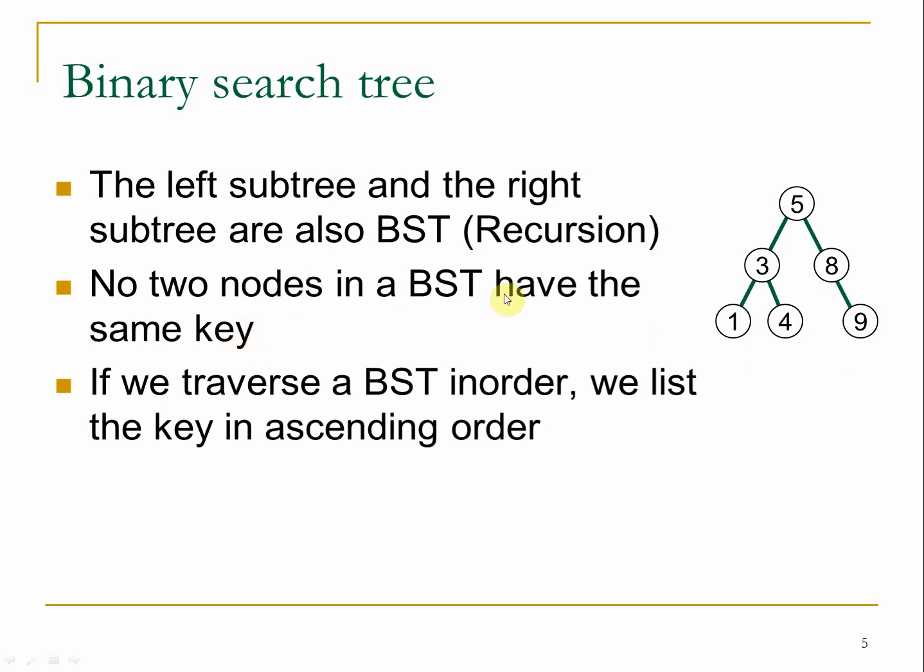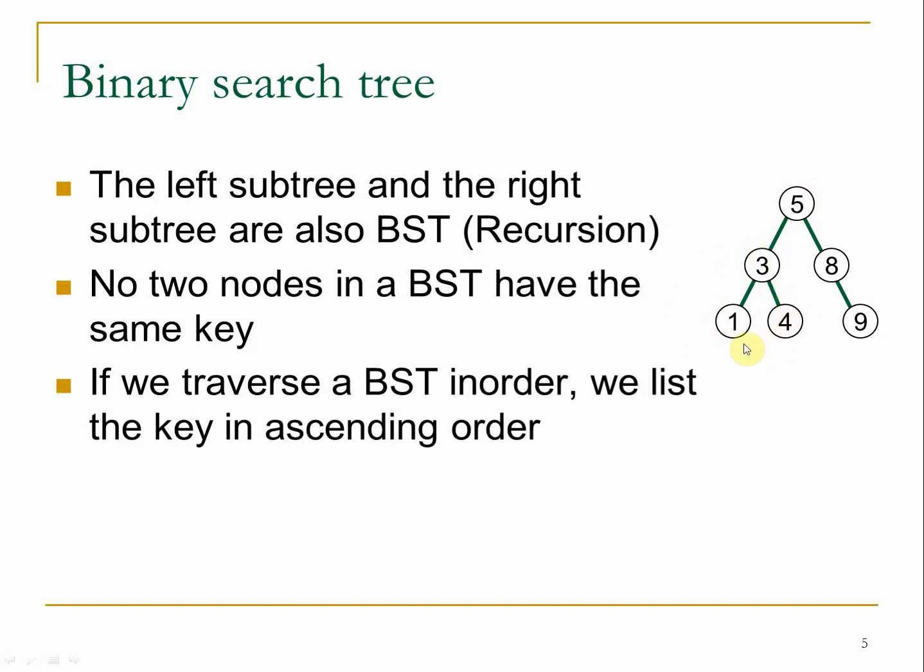No two nodes in the binary search tree have the same value. This is what we have discussed. We try to eliminate the duplicate nodes. And one interesting thing here, by combining what we have learned so far, is that if we traverse the binary search tree in order, you can see that we go to the root, go to the left side, go to the left side, print out 1, come back to 3, print out 3, go to 4, print out 4.